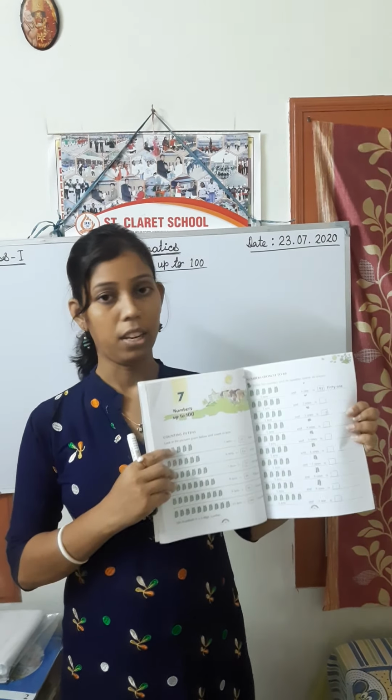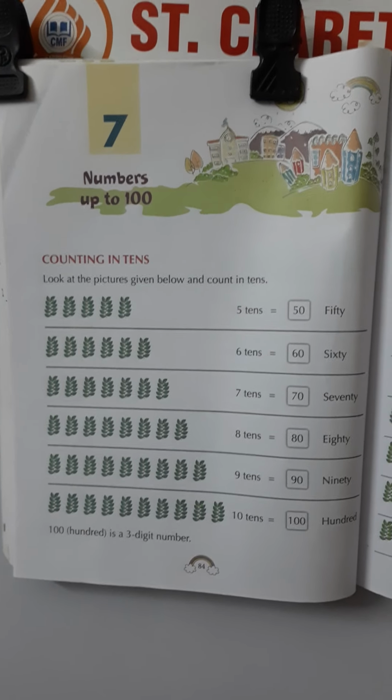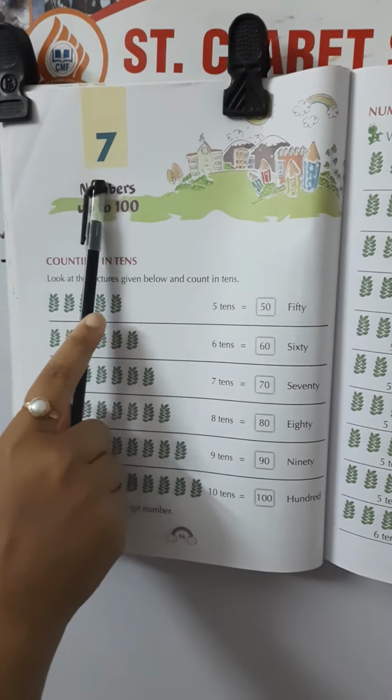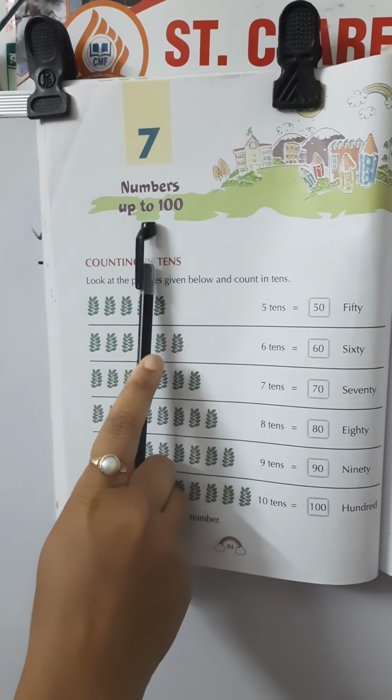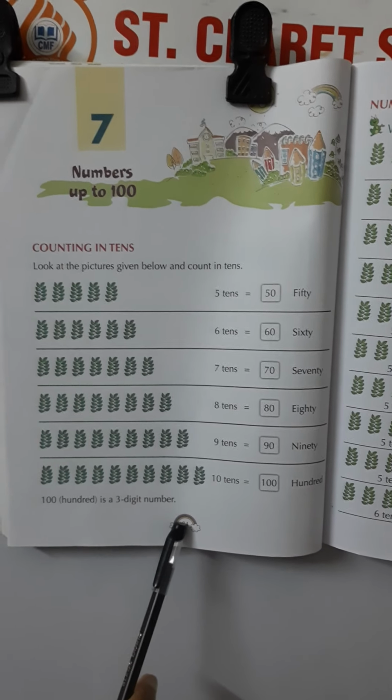So today I am here to start a new portion of your maths book, that is chapter 7, numbers up to 100. So let's get started with today's class. The chapter name is chapter 7, numbers up to 100. Please open your book, page number 84, for your reference.